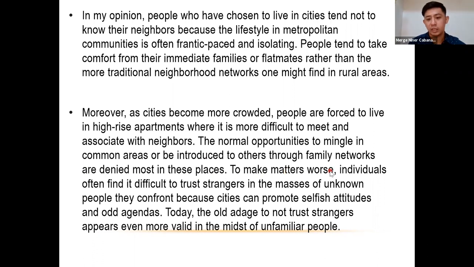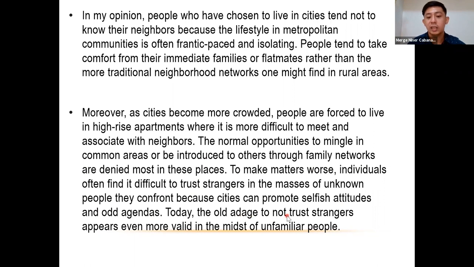To make matters worse, individuals often find it difficult to trust strangers in the masses of unknown people. Again, ito nga yung trust because hindi natin alam yung agenda ng ating mga neighbors, di ba? Because cities can promote selfish attitudes and odd agendas.